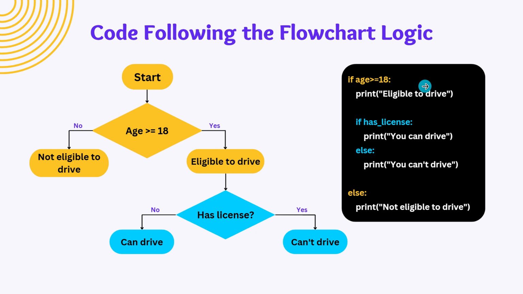We start by checking if the person's age is 18 or older. If yes, they are eligible to drive. Then, inside that condition, we check if the person has a license. This is where we use a nested if-else. If they do, they are allowed to drive. Otherwise, they can't drive. But if the person is under 18, the outer else runs and we print not eligible to drive. See how each flowchart step matches the code. That's how we turn logic into real programs.